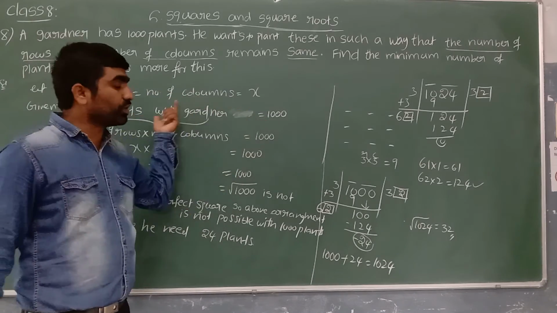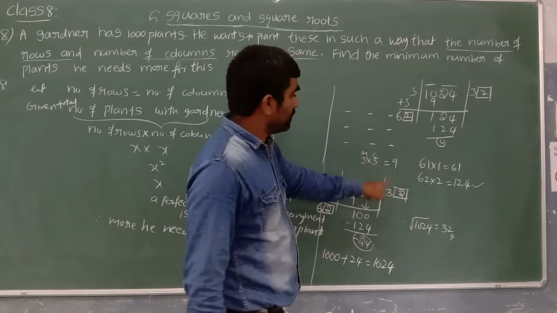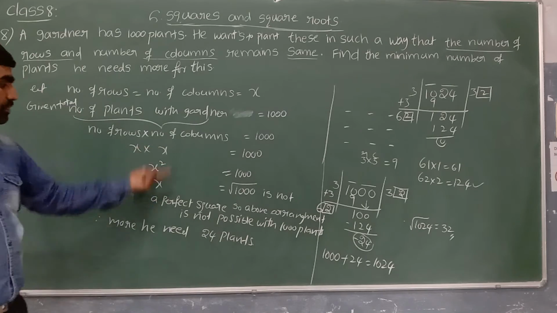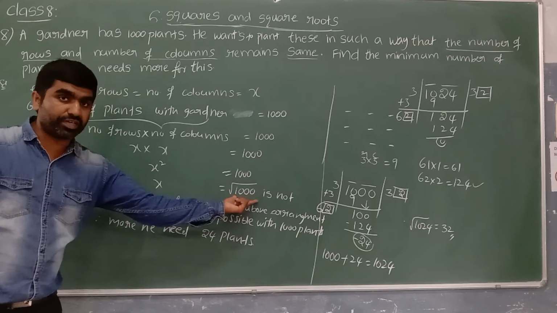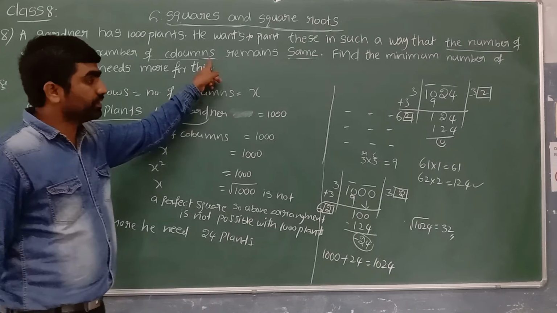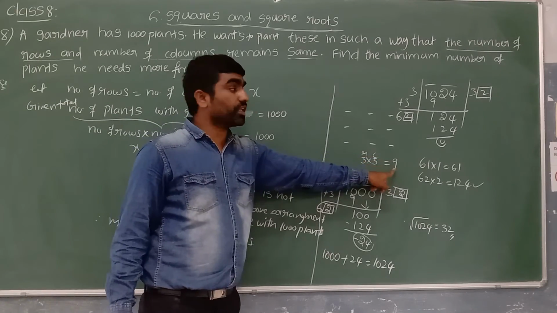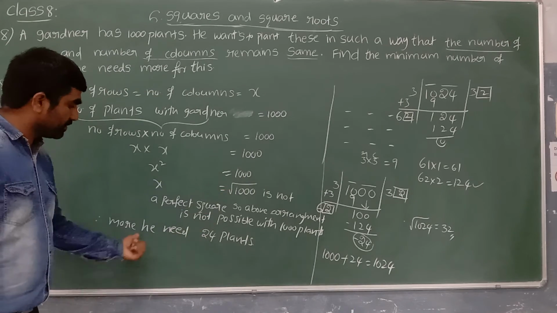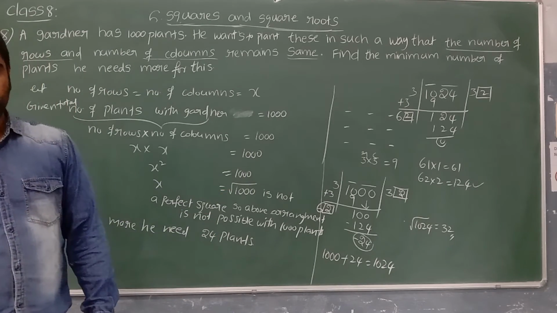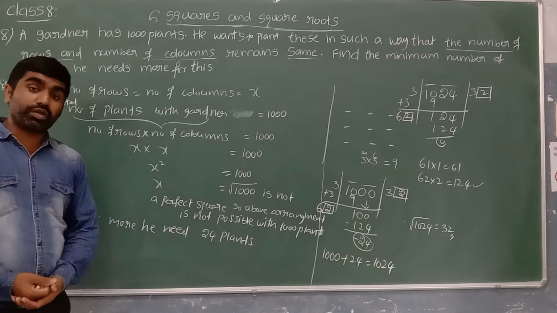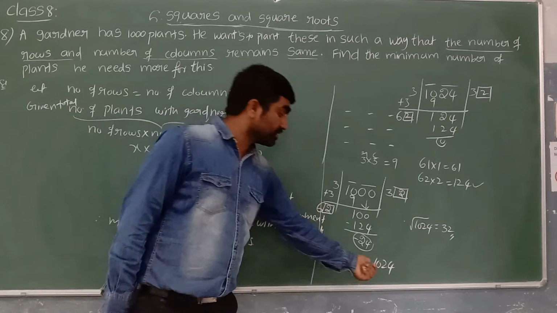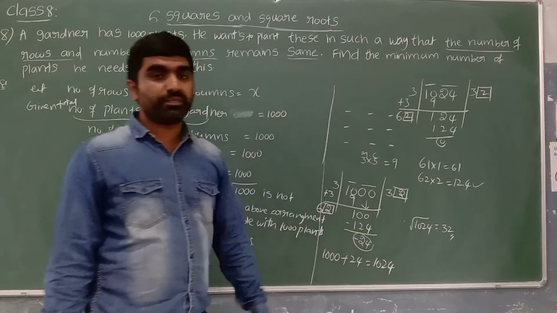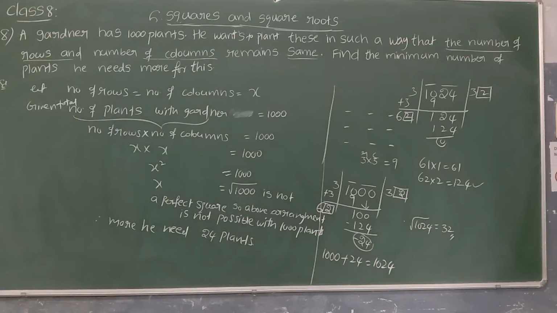How can I get the total number of plants here? By multiplying rows into columns. I did the same thing, but I observed it is not a perfect square, so we can't do this arrangement. Only if it is a perfect square can we arrange equal rows and equal columns. So to make it a perfect square, we need to add 24 plants. By adding 24 plants, the total will be 1024. This 1024 we can arrange in 32 rows and 32 columns.